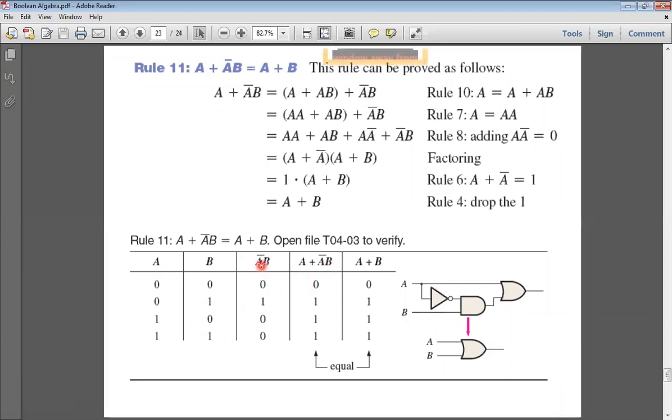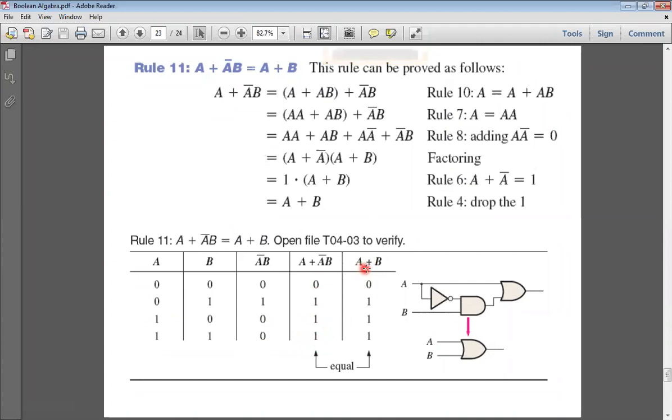Let's see, take this column with the first column and third column. 0 here, 0 here, so 0; 0 here, 1 here, 1. Since if at least one is 1, then the output is 1. That is the OR operation. 1 plus 0 is 1. 1 plus 0 is 1. This is A plus A bar B.